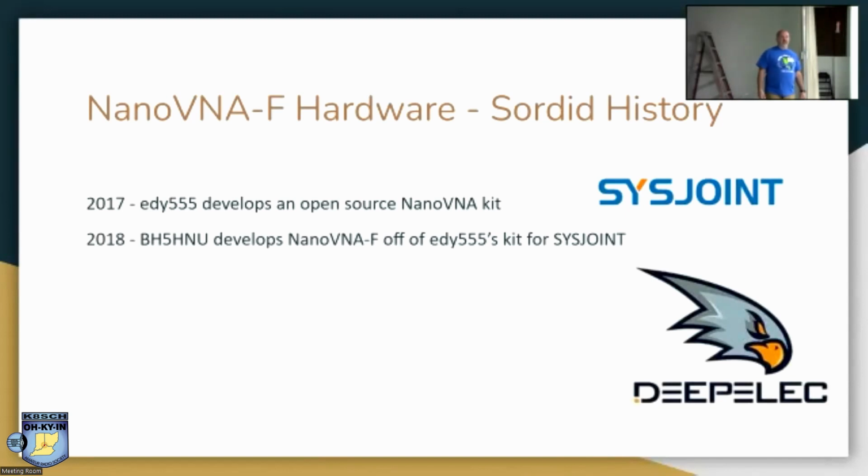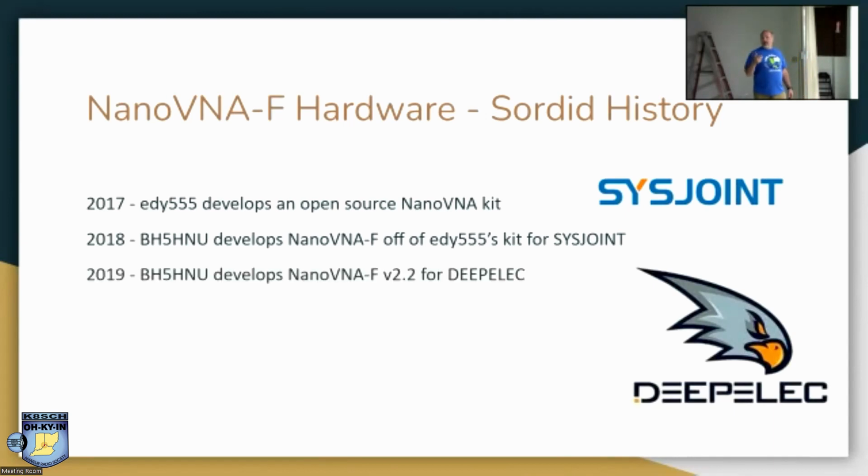BH5HNU developed the NanoVNA F. There's also an H. I think the EDY555 developed the H for handheld. Barry is just an improvement on the H version. And he also started offering the kit from the company Sysjoint. He then developed a version 2.2 for his company, DiBenedetto.